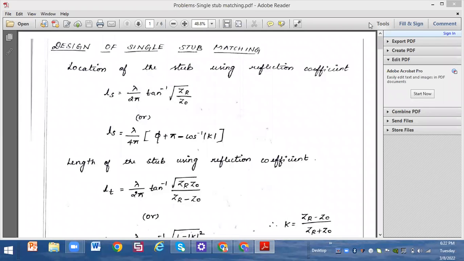Hello everyone. In this video, we are going to discuss the problems related to single stub matching. Before entering into the topic, let's discuss impedance matching by stubs.